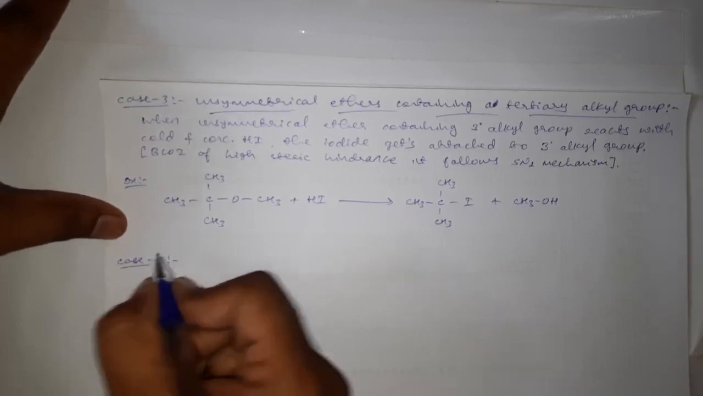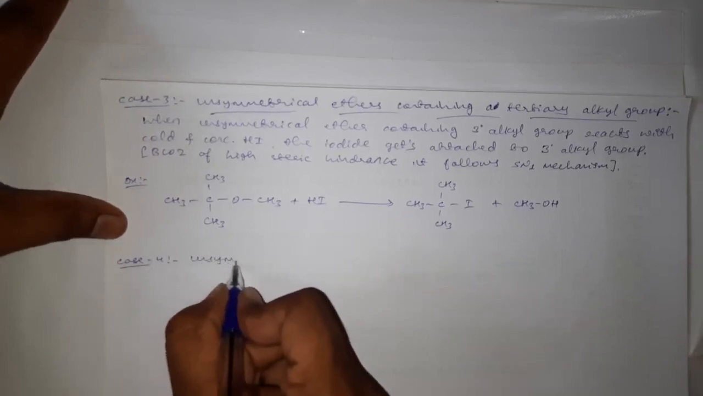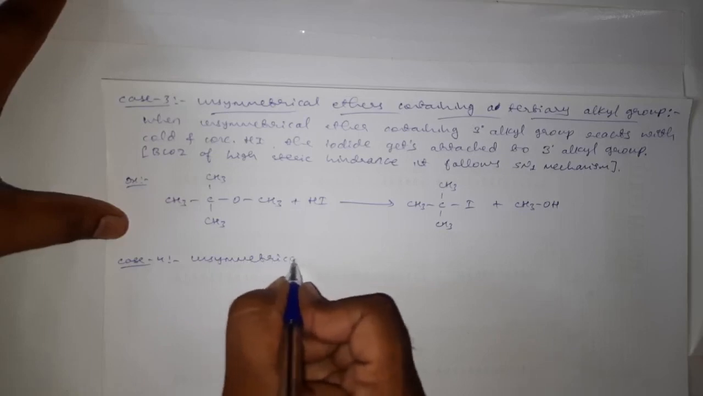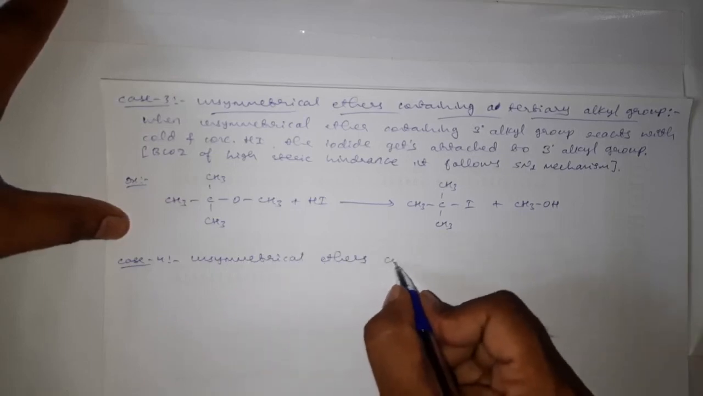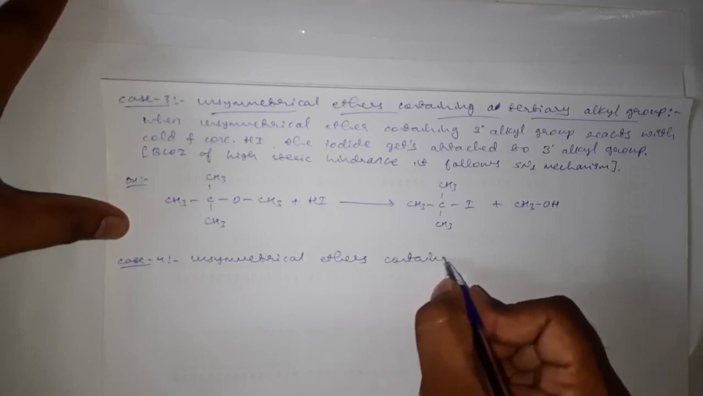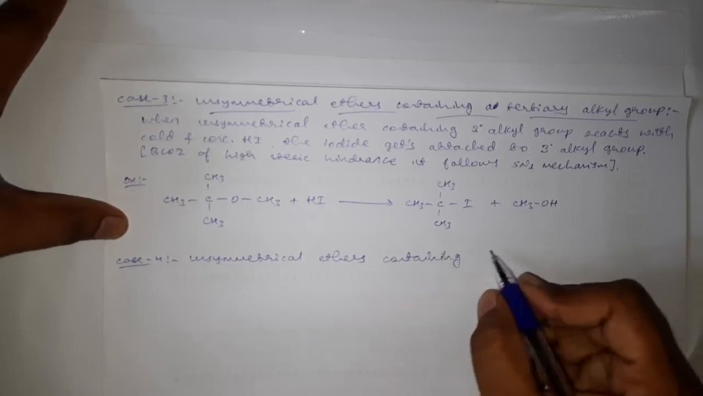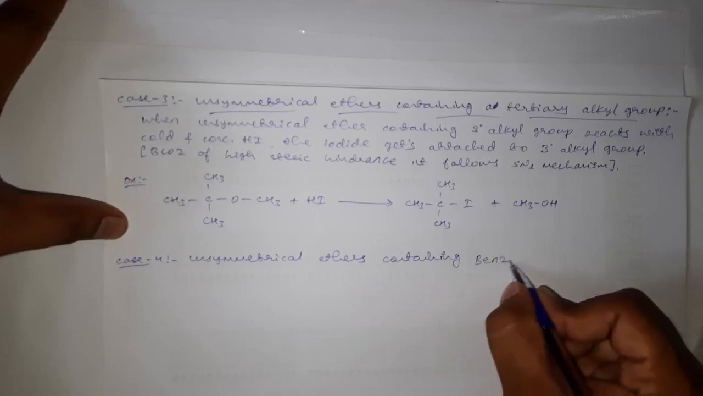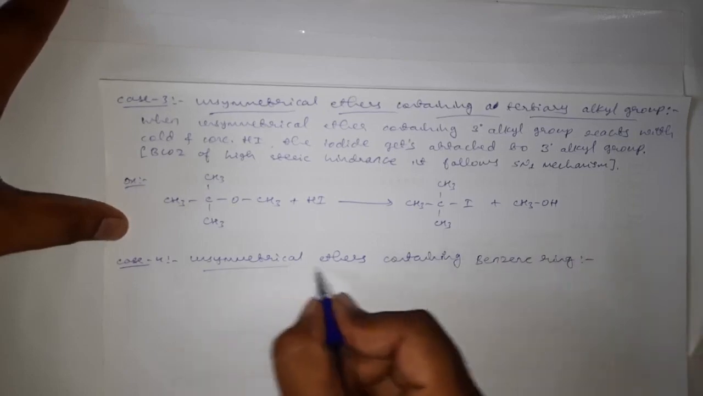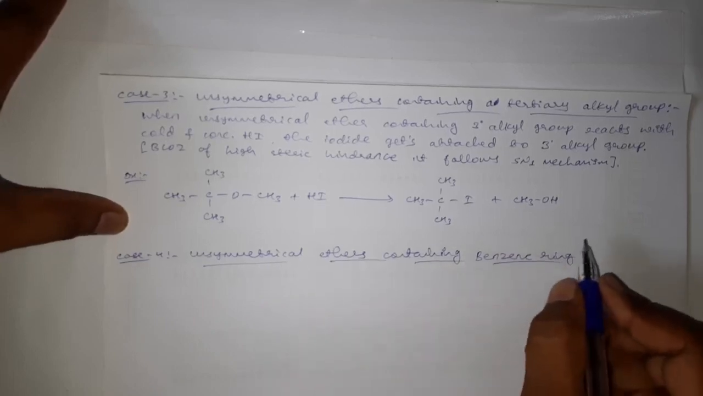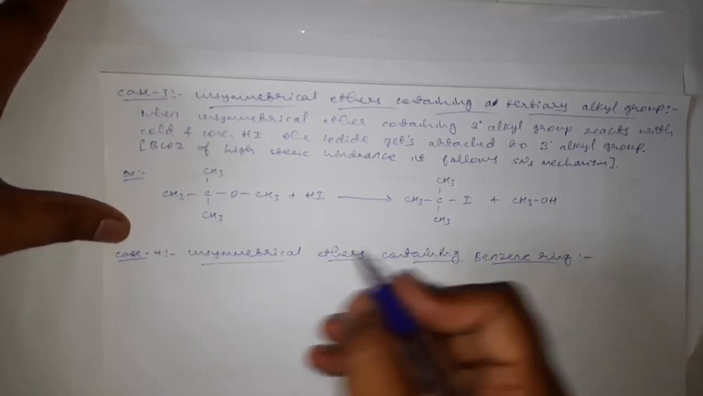Last case we are discussing is unsymmetrical ethers containing benzene ring. Unsymmetrical ethers which are containing aromatic groups, that is benzene ring.